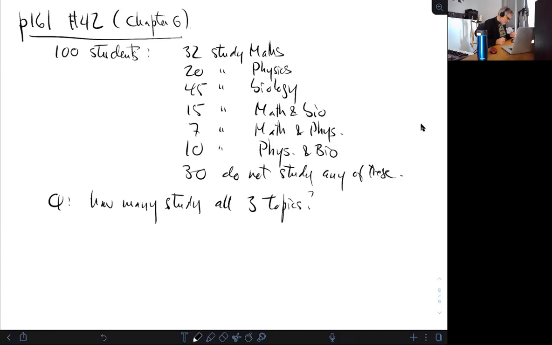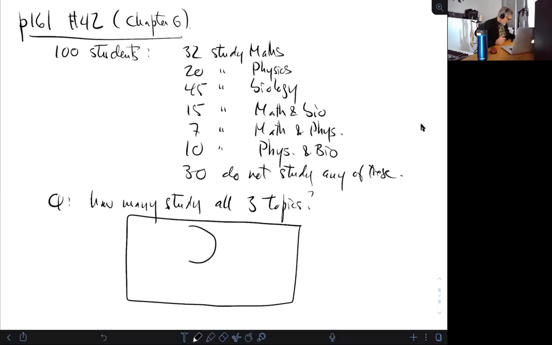So let's draw a picture of this situation. And I'll make it bigger in just a sec, but this is my universe, and I have the math, I have the physics, and I have the biology here. And what I want to know is how many study all 3. In fact, once you know that, you'll be able to figure out who studies exactly what, where, okay? So let's try to use the information we're given.